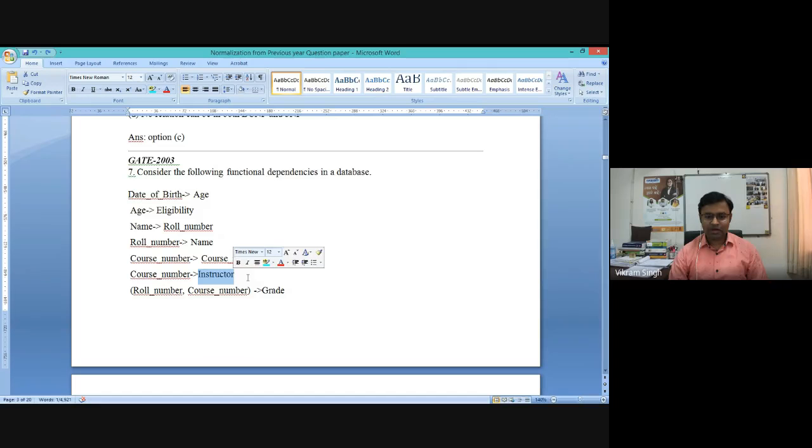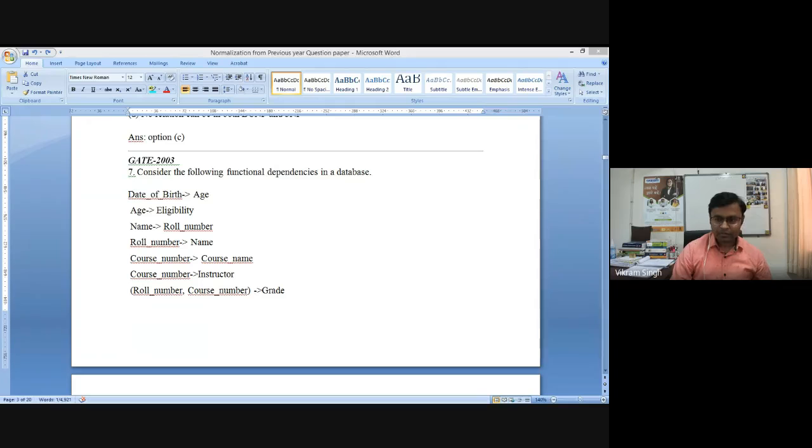So this is something called the additive property, because by having simply course number, you can have course name and instructor. By having roll number and course number, you can have grades. One thing is visual: by having roll number and course number, you can get most of the attributes, but you need to check about date of birth. How is it required or important to have access to date of birth, right?